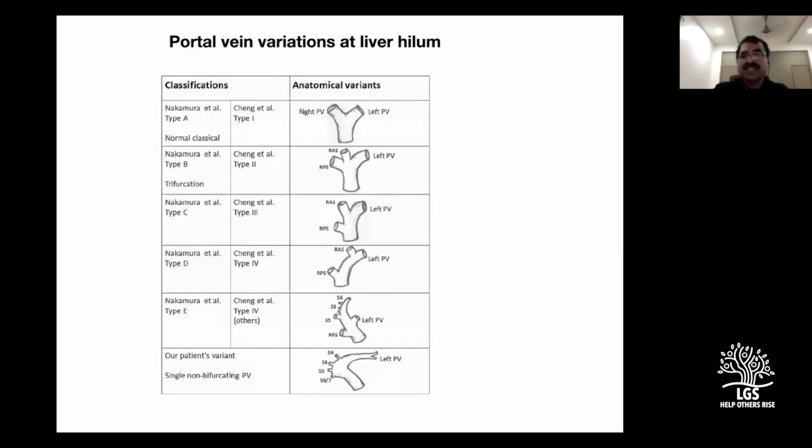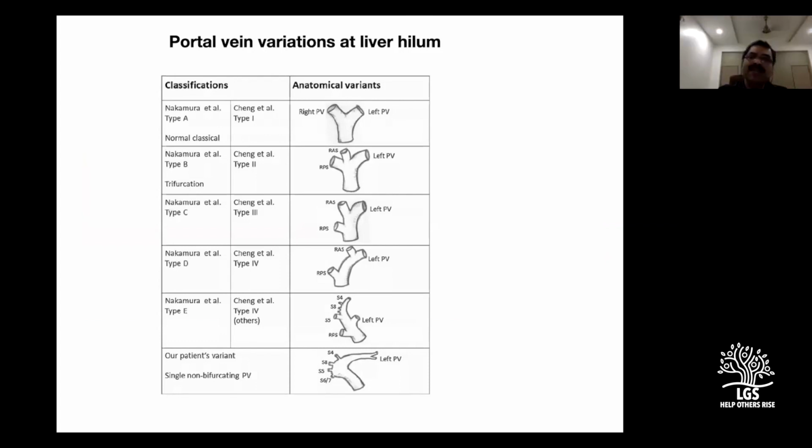Portal venous variation at the hilum is not very common, and it is described by two individuals. One is Nakamura, who classified it as type A, B, C, D, E. And Cheng classified it as type 1, 2, 3, 4, and 5. Type 4 again is divided into two types: the classical type 4 and the type 4 other.